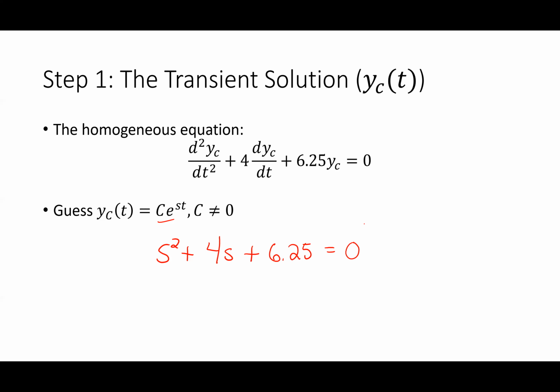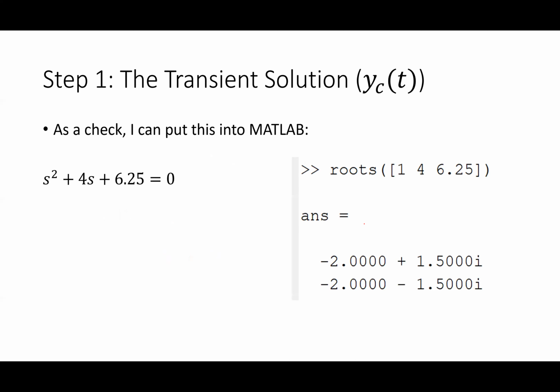S squared plus 4s plus 6.25 equals 0. Now, how do I solve for s? Well, I can go to the quadratic formula. What I do at this point is I use a tool that MATLAB has. Again, you don't have to. You could solve for this by hand. It's not hard. You've known the quadratic formula for a long time. But what I do is I use this tool in MATLAB called roots. Now, what roots will do is I give it the coefficients of the polynomial, and then it tells me what the two roots are. So it solves it for me.